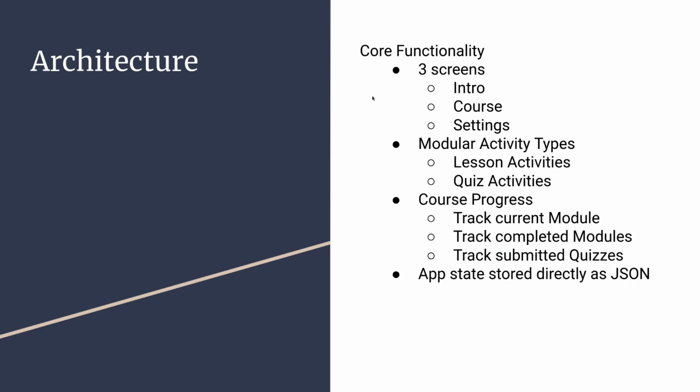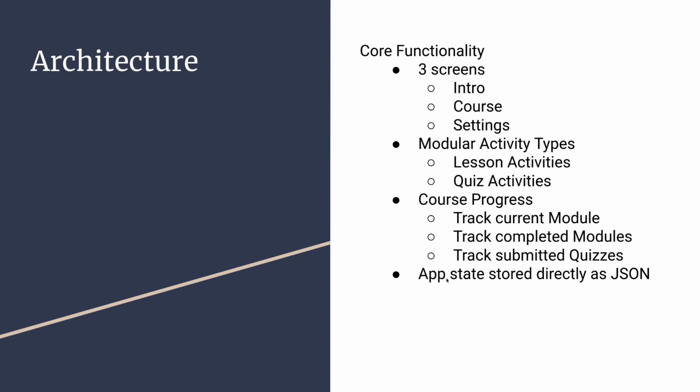Our core functionality consists of 3 primary screens in our app. We have an intro screen when you first land, the course screen, which is basically where we load in all the different types of activities, and then a settings page. The activity types were designed such that they're modular, and they could be extended to be other types besides just what we have here. Our course progress tracks various things, which also can be extended, and is conveniently a separate entity from the users, so that the user could have multiple course progress instances.